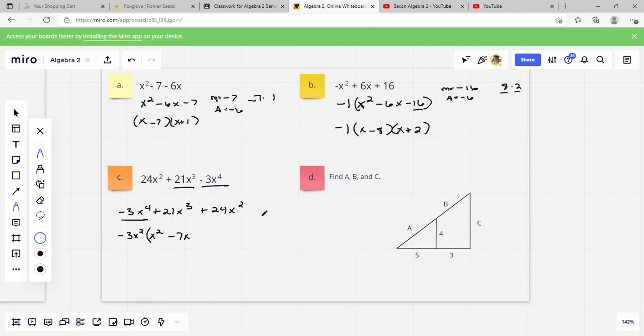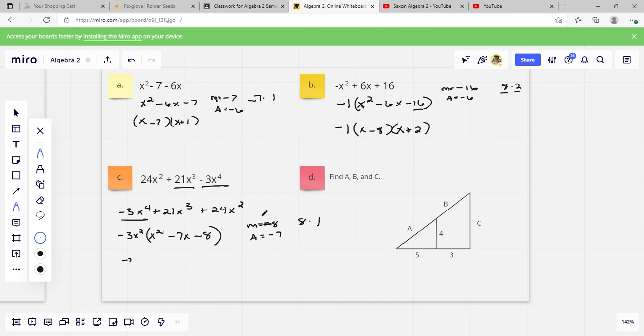I took 2 of those x's away, so there's 1 left. And then negative 3 times 8 is 24, and no x's left. All right, so it's got to multiply to equal negative 8 and add to equal negative 7. 8 times 1, I think that'll work because 8 minus 1 is 7.